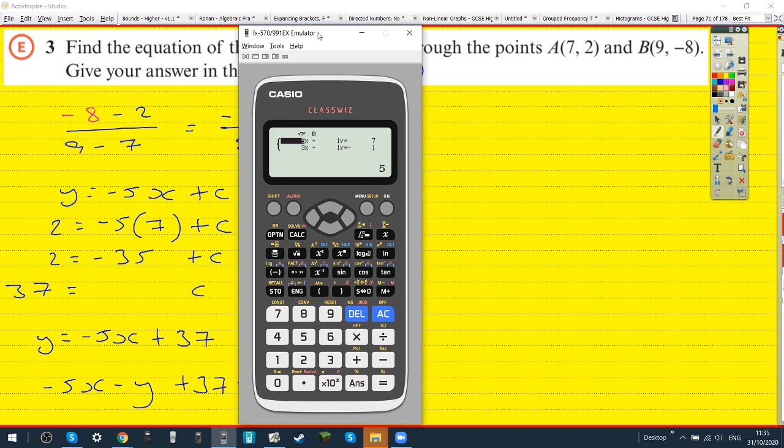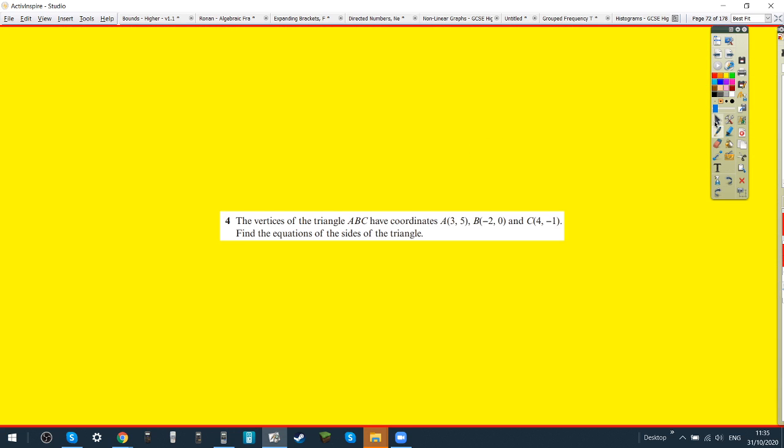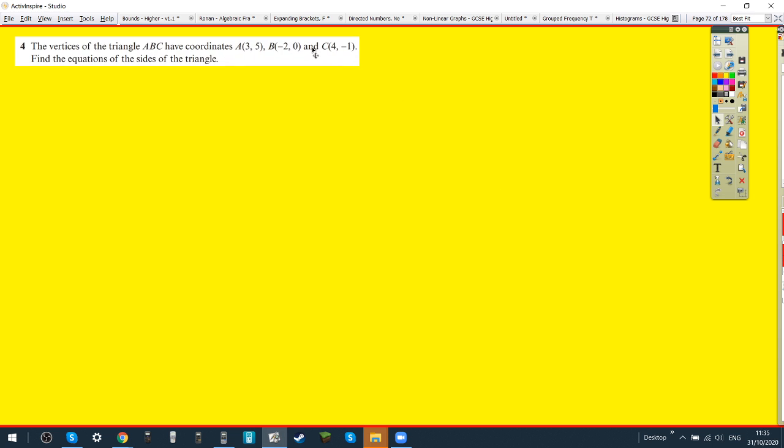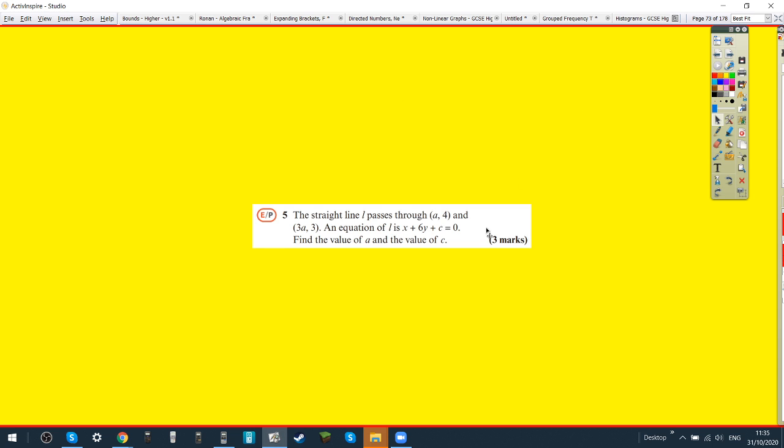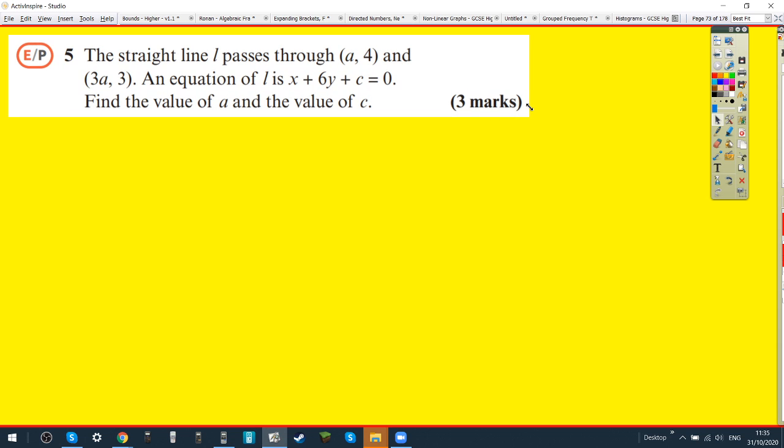I'm going to try simultaneous equations for this. So we have x is 7, that's 1, and y is 2; x is 9, that is 1, and y is minus 8. Minus 5, and 37. Yeah, okay, great. This looks weird. I'm not doing that. This looks even weirder. The straight line, but it's an exam question. Better do this. Okay.